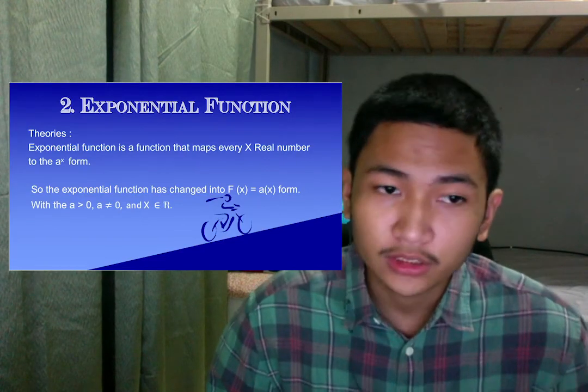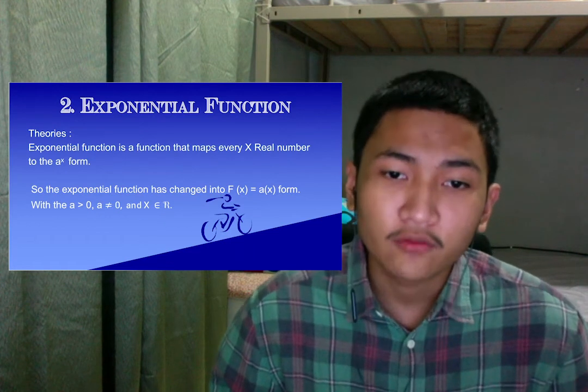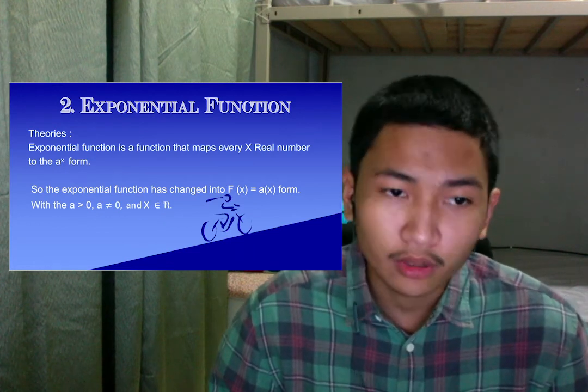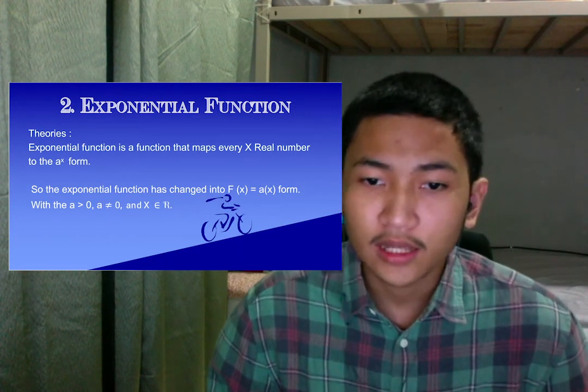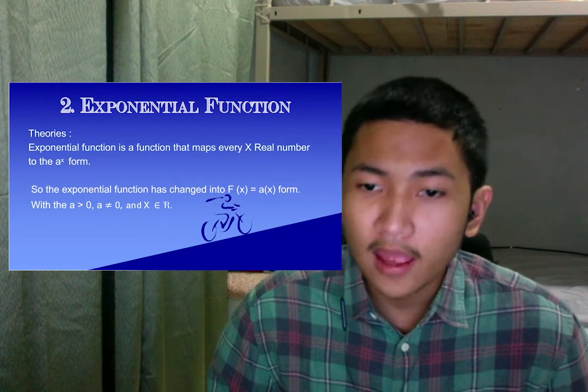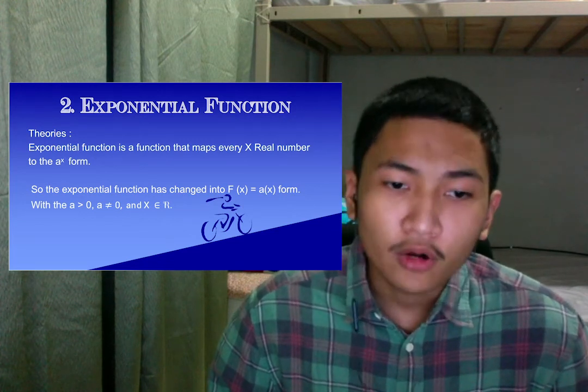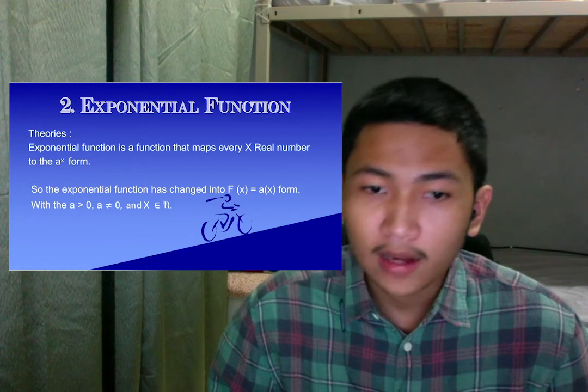Let's move to the second one, the exponential function. An exponential function is a function that maps every real number x to a to the power of x. So the exponential function takes the form f(x) = a^x, with a more than 0, a must not be 1, and x is in R. An exponential function is also a function whose variable is the exponent of a constant. For example, y = a^x, where x and y are variables and a is a constant.